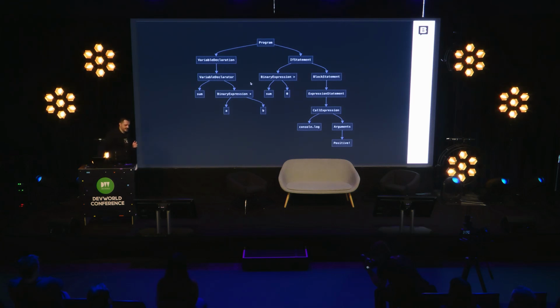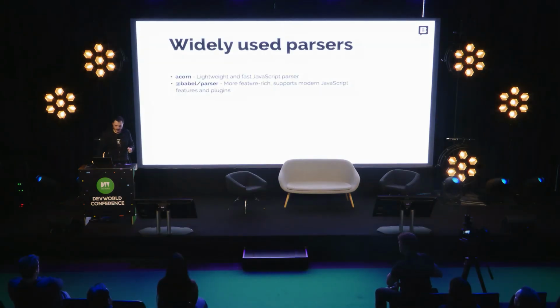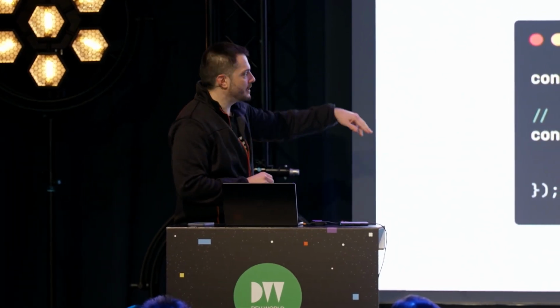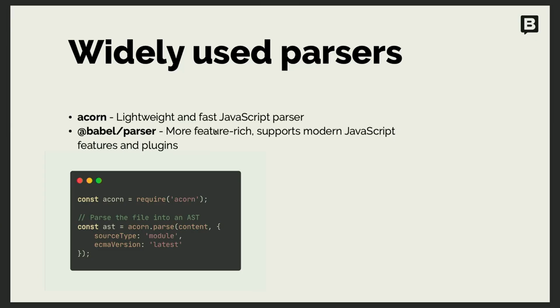So you may ask if we are going to implement this pattern in our bundler. Well, there are parsers already available on the market that we can use. And there are widely used parsers, like Acorn, which is lightweight and fast. It's made in JavaScript. And there's Babel parser. So, for example, using Acorn, you just have to require Acorn. And with the parse function, you just get the abstract syntax tree out of it. So we could use this in our bundle.